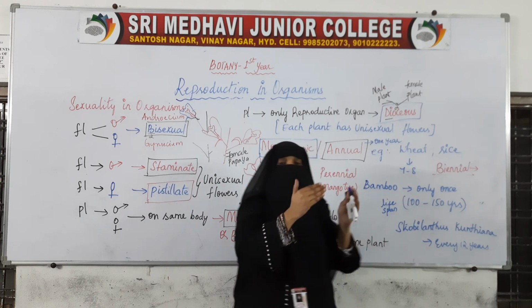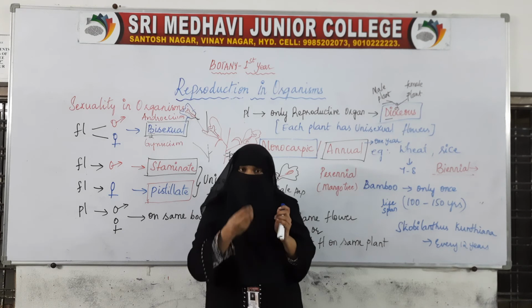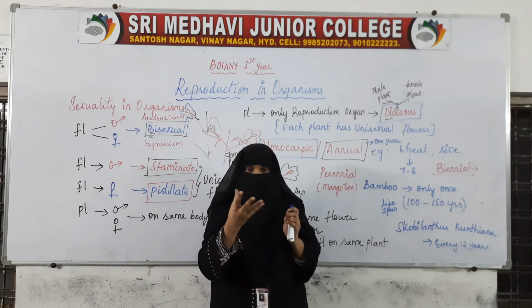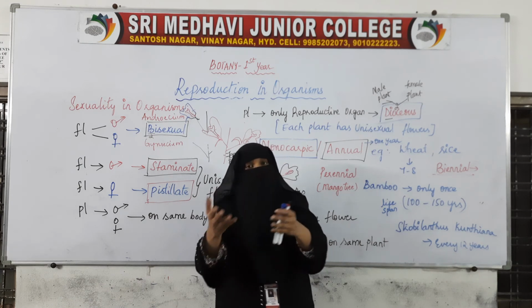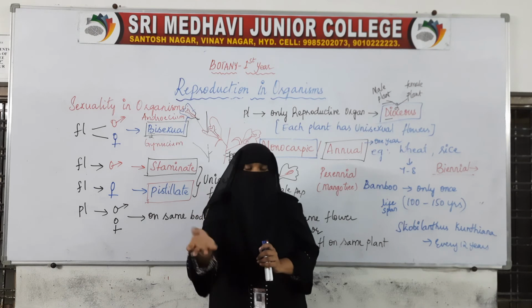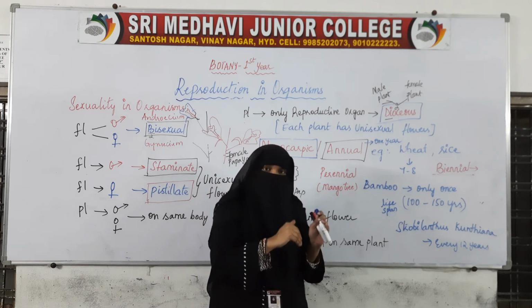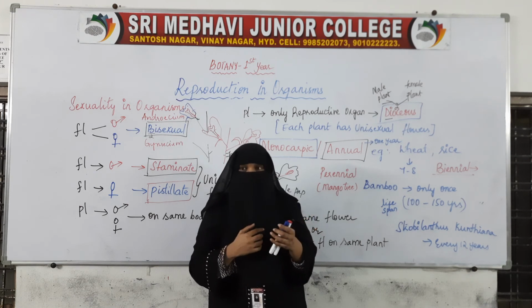Then the plant will again go into the vegetative phase. It will grow. After some time it will produce flowers. Then again the flowers change into fruits, and they fall off. Then again it goes into the vegetative phase. It grows in the sense that new leaves will be formed.